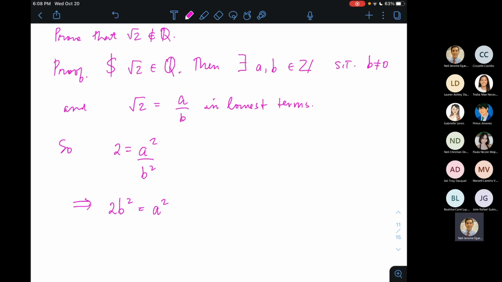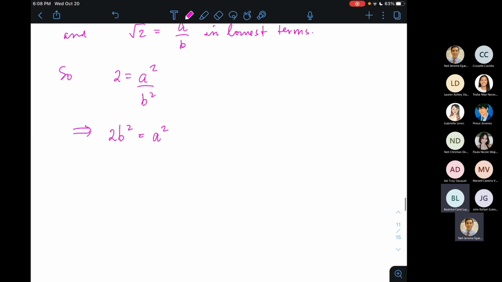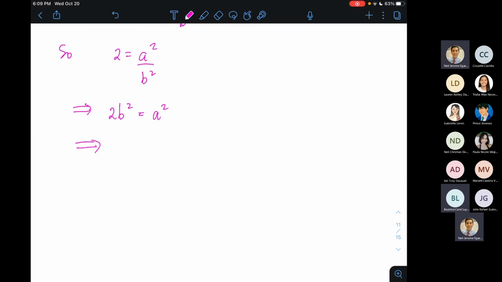Yes, Bea? Pwede po natin masabi na si A squared po ay even. Thank you, Bea. That's right. Dahil si A squared ay equal kay 2B squared, we can say that A squared is even. All right? And then, ano yung pwede kong isunod na sabihin? Kung si A squared ay even, then... Yes, Crizel? Then si A po ay even din. Ay even. All right, thank you. That's right. Coming from the previous theorem, right? Yung illustration 30 or 31. Tama? Ang A dapat ay even.